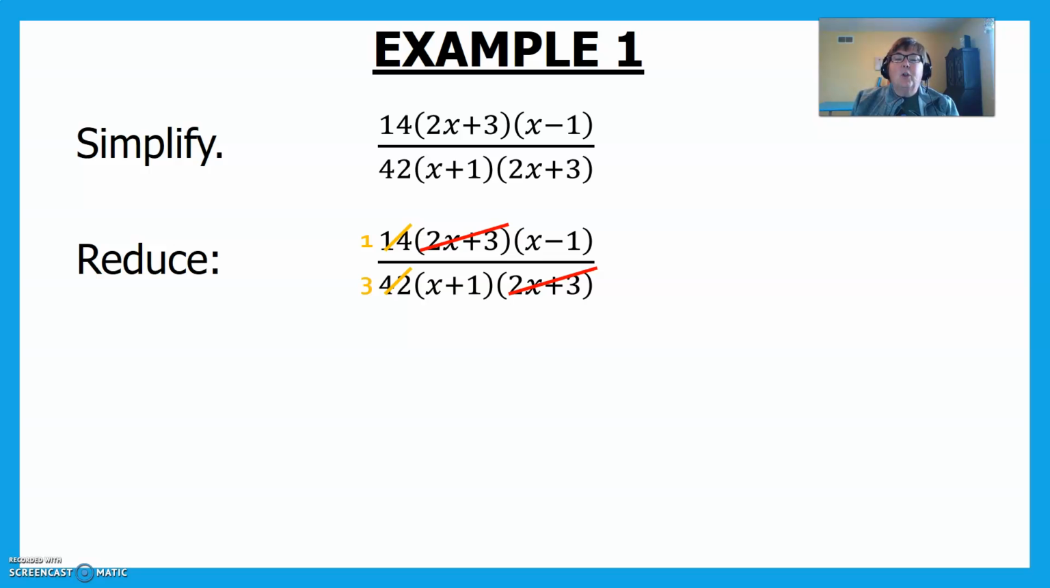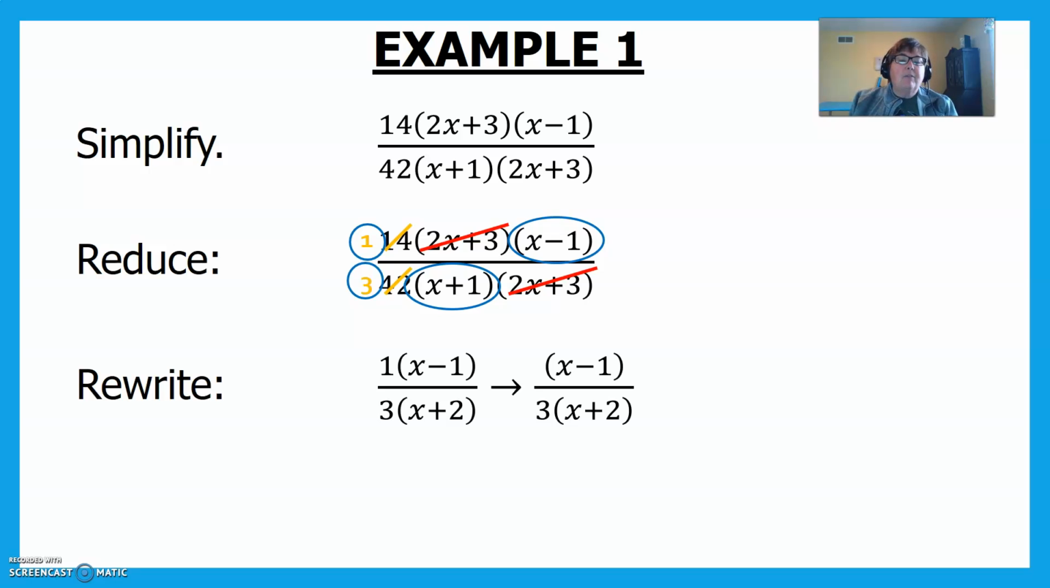Now I circle what I have left. So I have a 1 and a 3 left. I have an x minus 1 on top and an x plus 1 on the bottom. And the last step is just to rewrite what I have left. So I have 1 times the quantity x minus 1 on top, and on bottom 3 times the quantity x plus 2.